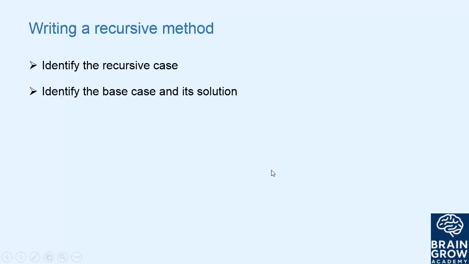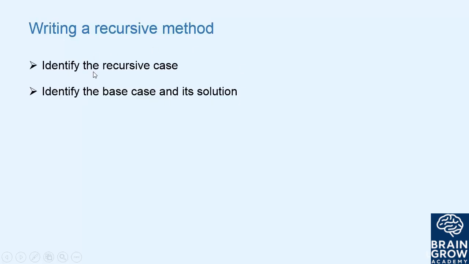We've seen that recursion is a process in which a problem is solved by breaking it into smaller versions till we get the smallest version which can be easily solved. The smallest version is the base case. Now to write a recursive method, we need to do these two things. Identify the recursive case and identify the base case and its solution.